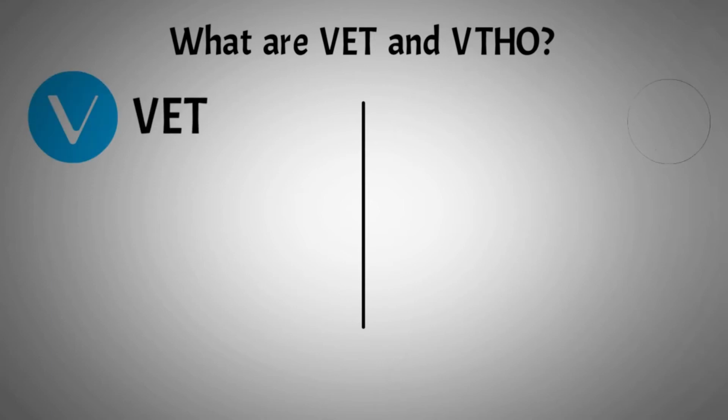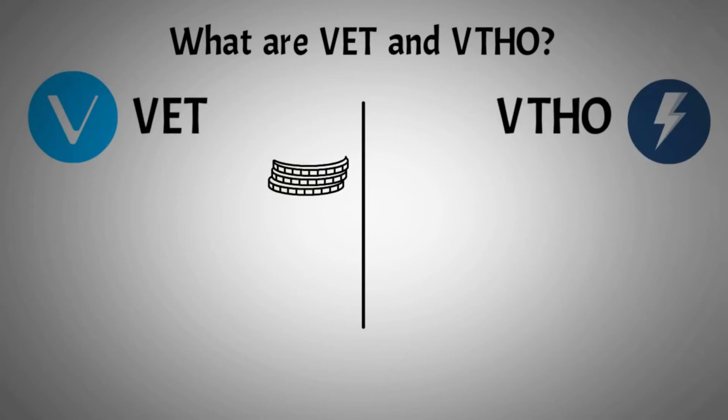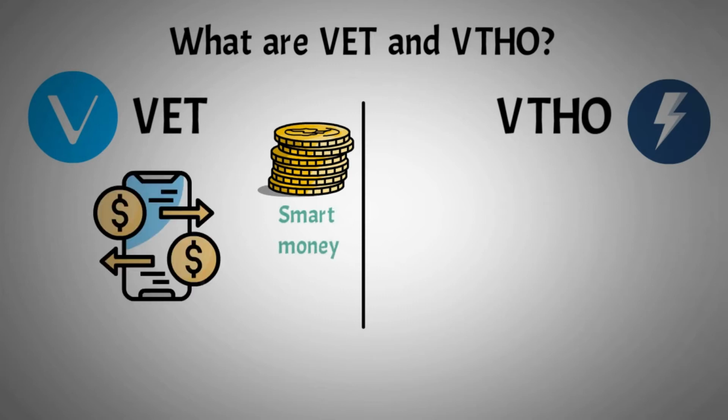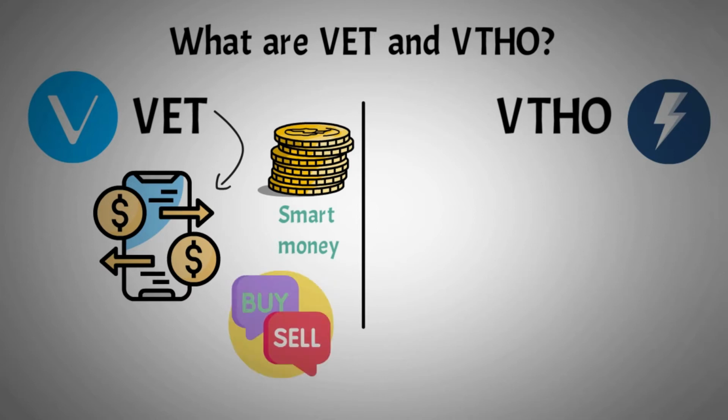What are VET and VTHO? The VeChainThor network involves the utilization of two native coins. These include VET and VTHO. VET is the token that carries value or smart money throughout the network. All the transactions that occur on the decentralized applications, or dApps, will use VET as the medium of transactions. It's generally available to be bought and sold on multiple exchanges.